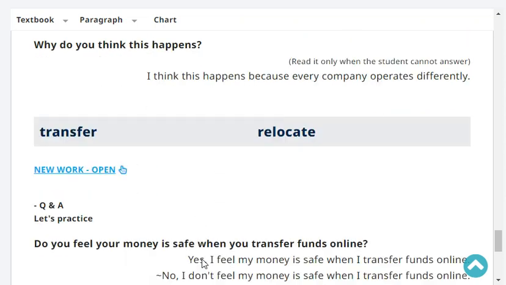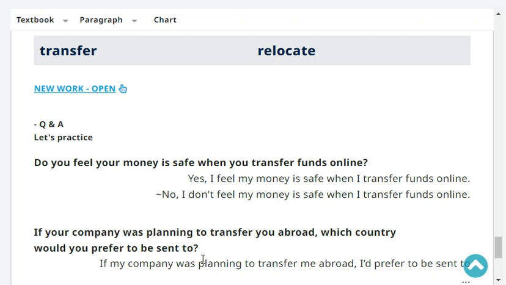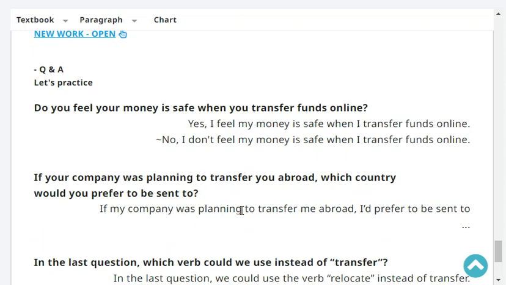Next, do you feel your money is safe when you transfer funds online? Yes or no? Yes, I feel my money is safe when I transfer funds online. Very good. One more. Yes, I feel my money is safe when I transfer funds online. Okay, very good. One last. Yes, I feel my money is safe when I transfer funds online.